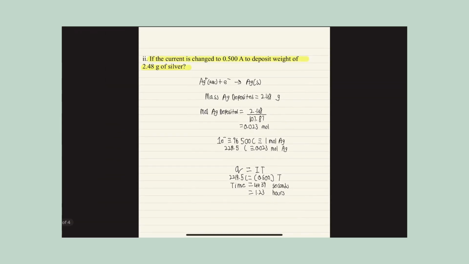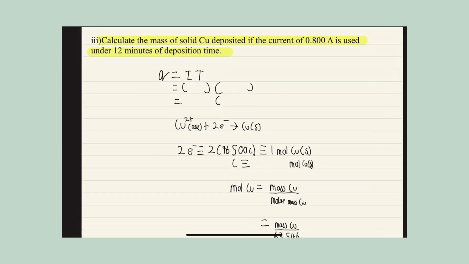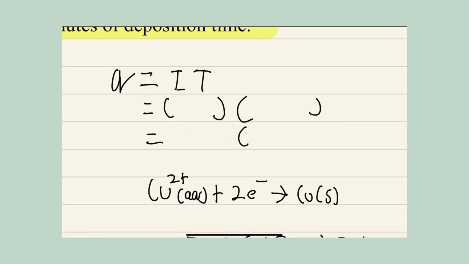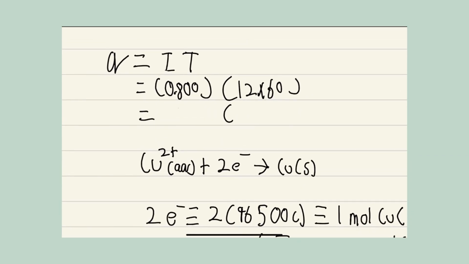Now moving on to the Roman 3 question, which is: calculate the mass of solid copper deposited if a current of 0.8 amperes is used for 12 minutes of deposition time. So we first have this formula, Q equals IT. We'll fill in the information first, 0.800 and 12 times 60, because we need to change the minutes to seconds, which gives about 576 C.